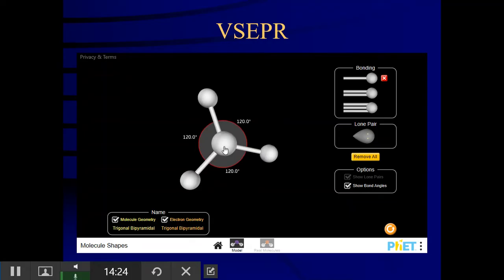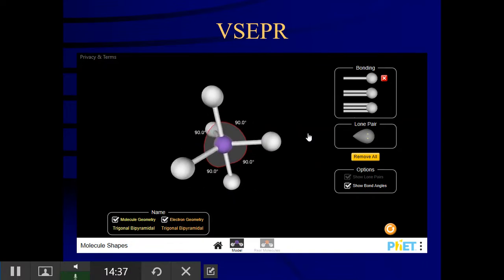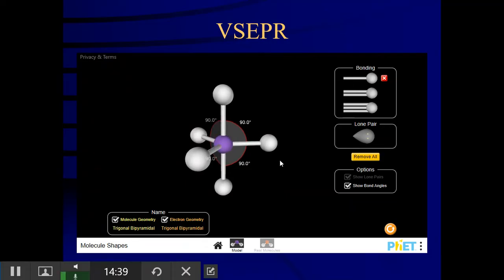You see that trigonal planar middle here? That has an angle of 120. So there's 2 different bond angles here. All right, so that's trigonal bipyramidal. The next one, I don't think we drew an example for, but I can give you an example of it.